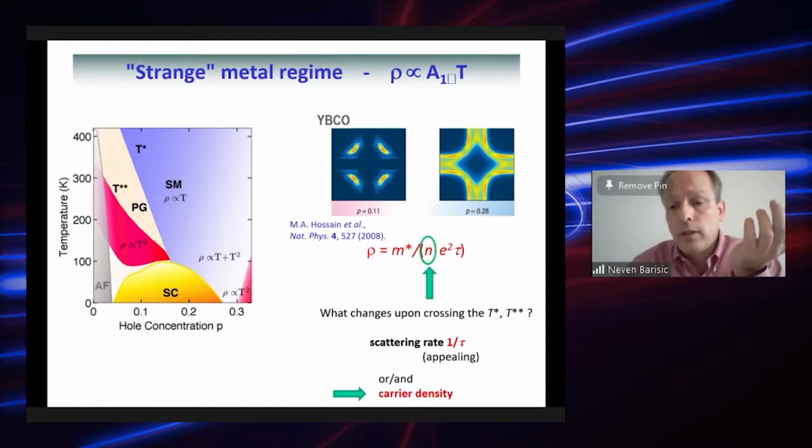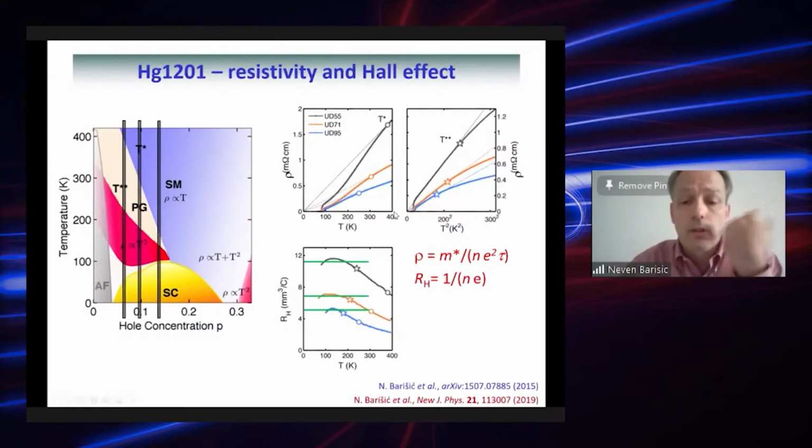If you look at the evolution of the Fermi surface, what is certain is that the carrier density is changing. So we address this problem by measuring, again, the Hall effect, in a mercury 1201 sample. We also measure the resistivity. You see this nice T-square behavior in the pseudogap regime and nice linear-like behavior in the strange metal regime. This green line tells you where the doping is, and we see that the Hall effect in the pseudogap regime nicely measures the carrier density.